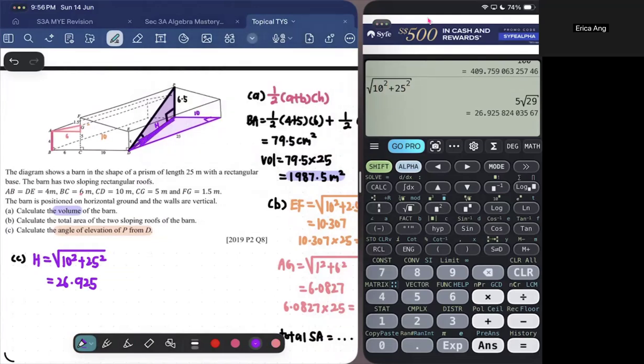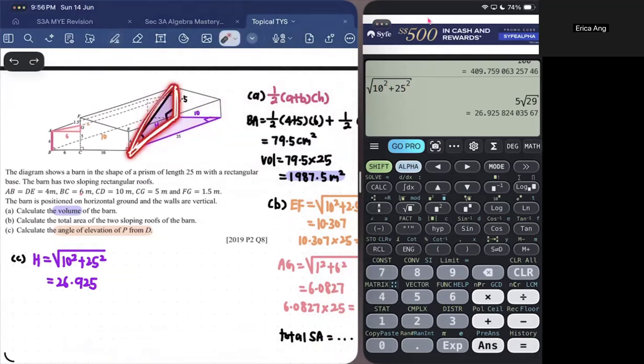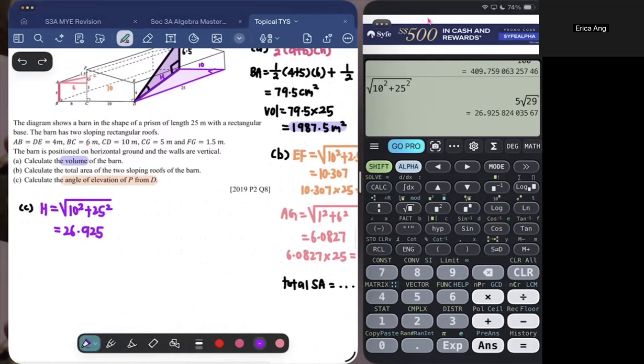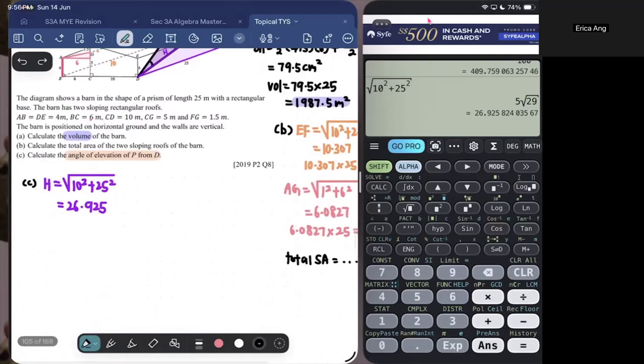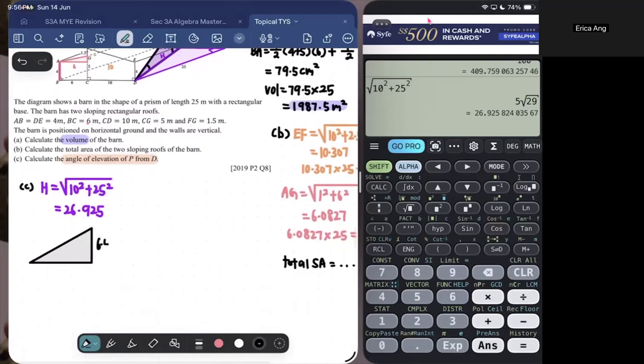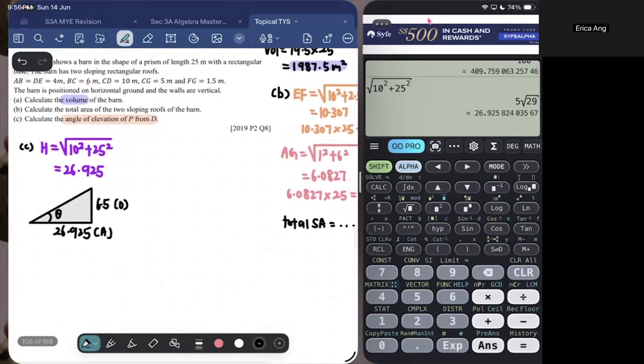So after you have this one already, you can see that this one over here is a right angle triangle. So do your SOH CAH TOA, correct or not? Because you want to find this angle. If I were to sketch out that triangle, the black triangle, it looks like this. This part here is 6.5. This part here is 26.925. This one here is the angle of elevation. So according to the angle, this is my opposite. This is my adjacent. So you use your tangent.